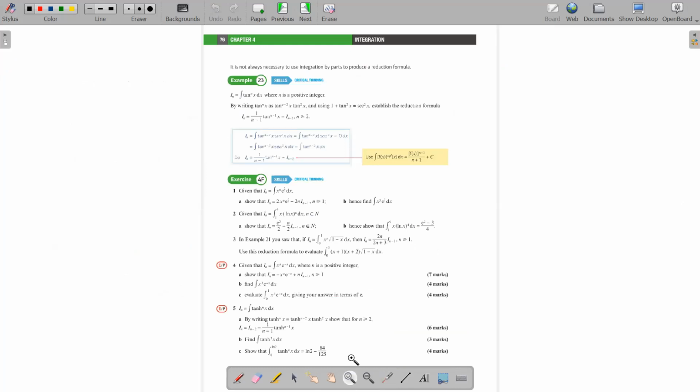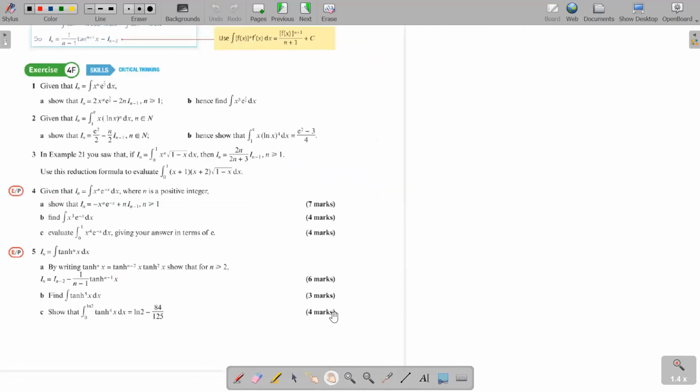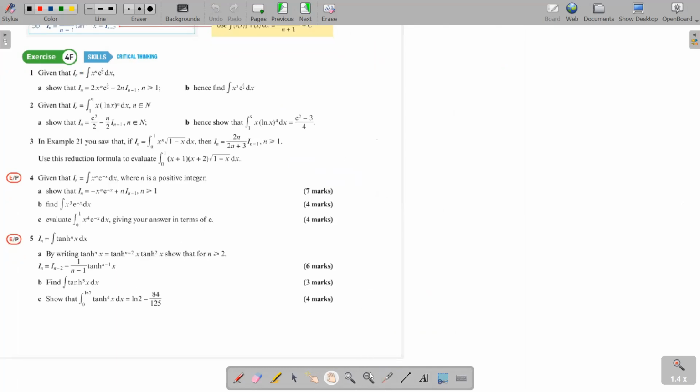We'll start with exercise 4, question number 1. First I will teach you how to read what they have given here. They have told you I n is equal to the integration of x to the power n e to the power x over 2. You can see there are two functions here, x to the power n and e to the power x over 2. This is what they have defined: the integral of x to the power n e to the power x over 2 is I n.